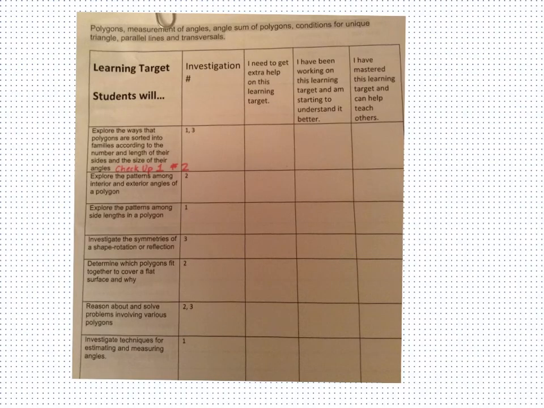So thinking about our most recent checkup, we want to go ahead and look through the learning targets that were covered in the checkup. And so the first one we want to take a look at is the third one down: explore the patterns among side lengths in a polygon. This learning target we also worked on in investigation 1. So if you want to make a note on your study plan, next to the number 1, that this is also from investigation 3.